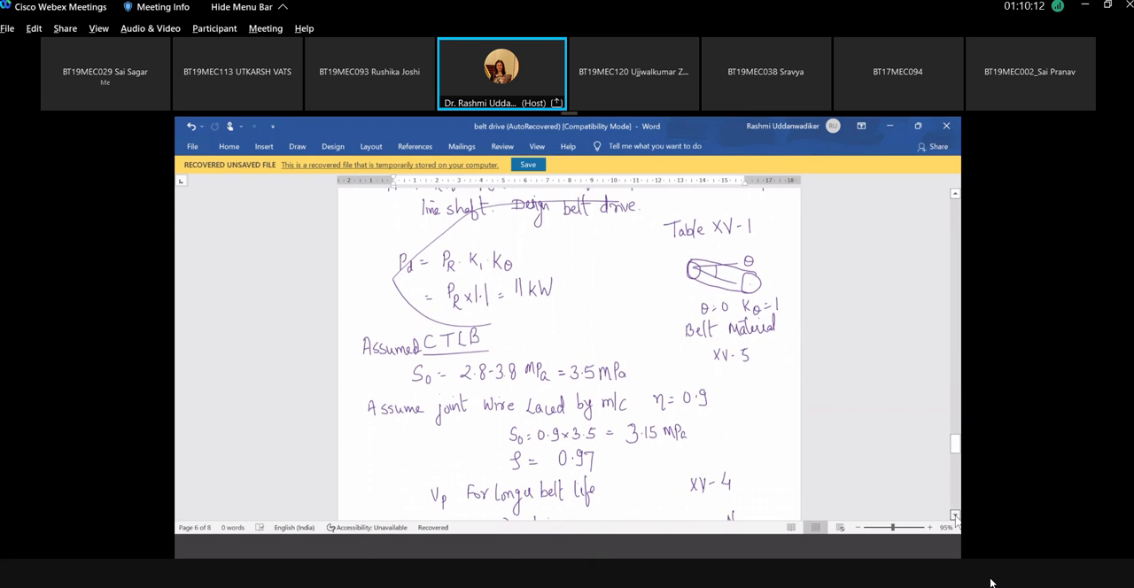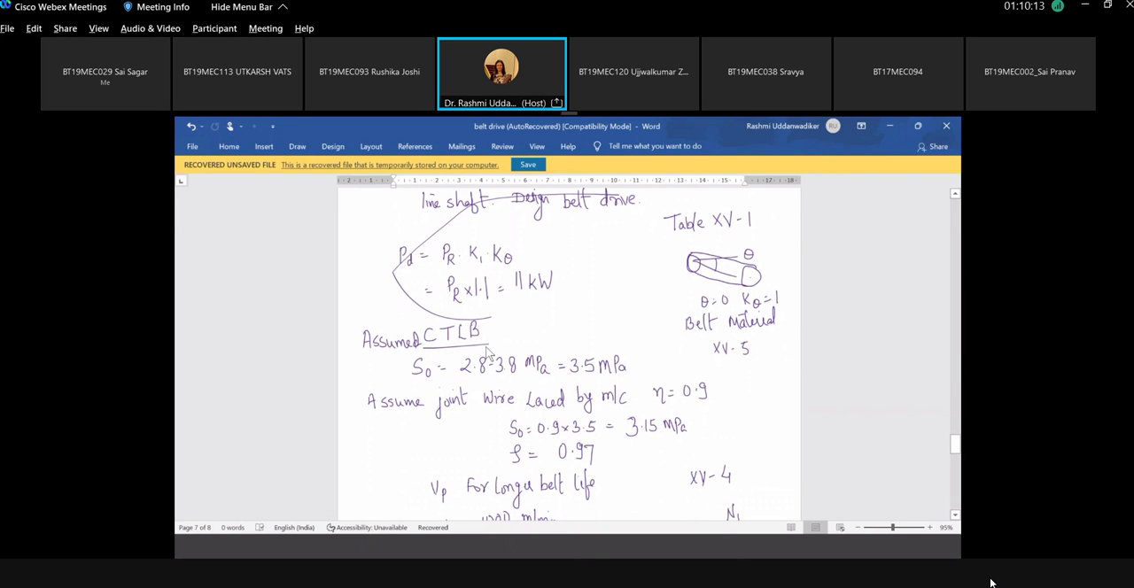We have to assume the material. We have taken the leather belt, which is a chrome tanned leather belt, the most popular belt which is used in industrial application. The value of S0 is given in this range. You are free to select any value in between this. We are assuming the joint is wire laced by a machine with efficiency 90%, and so S0 value becomes 3.15. Density for this material is given.